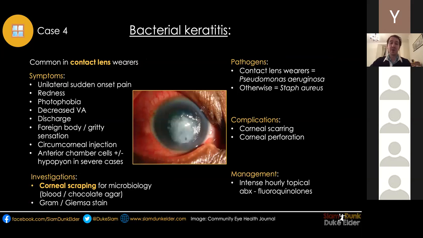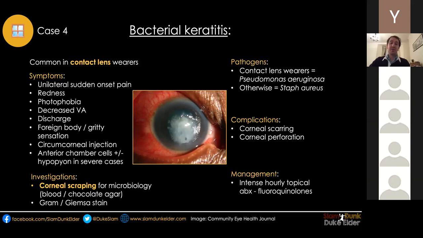They all present quite similarly to that case, which is a sudden onset pain, redness, decreased visual acuity, and this sensation of a gritty or foreign body in the eye. With all of these, because it's the anterior surface of the eye, it's more common in contact lens wearers. And the pathogen can change depending on whether you're a contact lens wearer or not. But the way to identify it is we do corneal scraping for the microbiology.